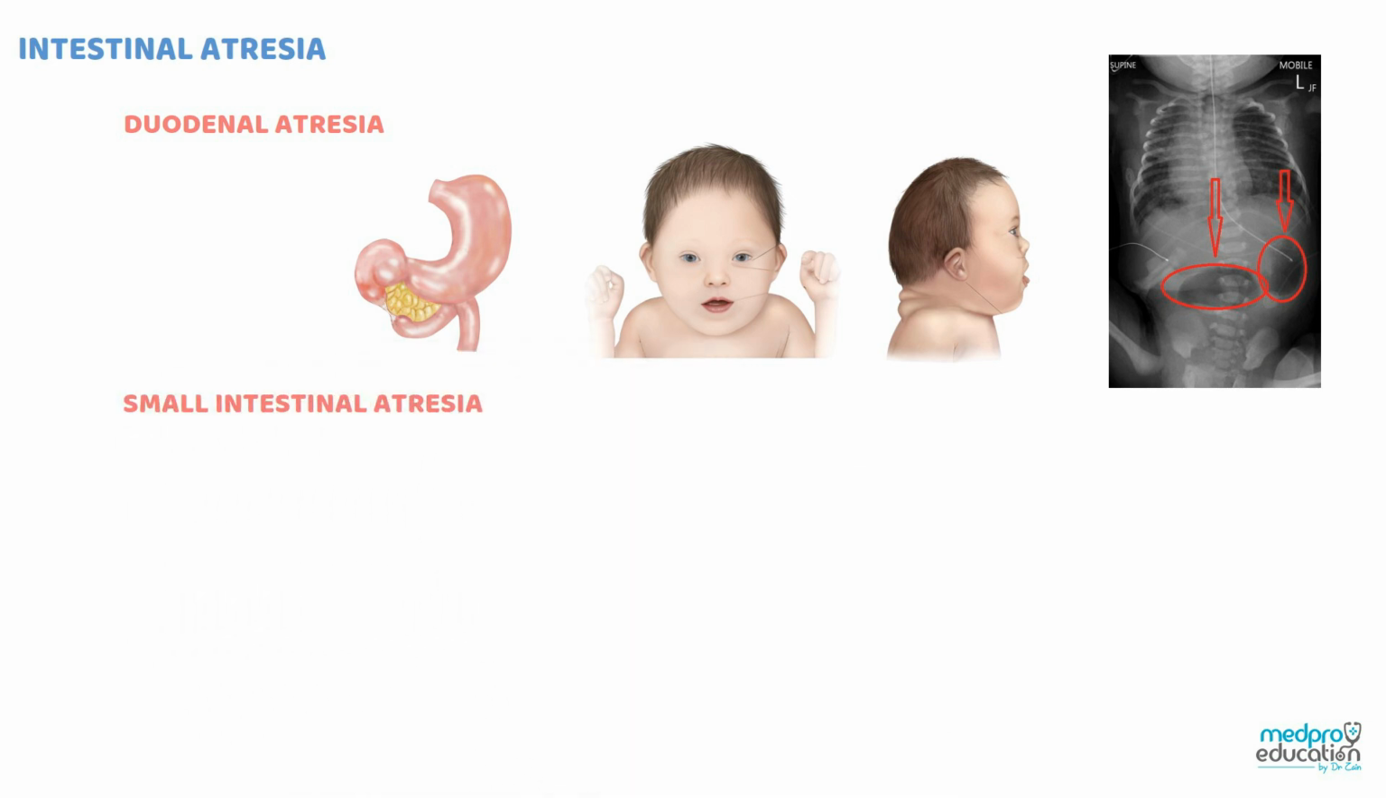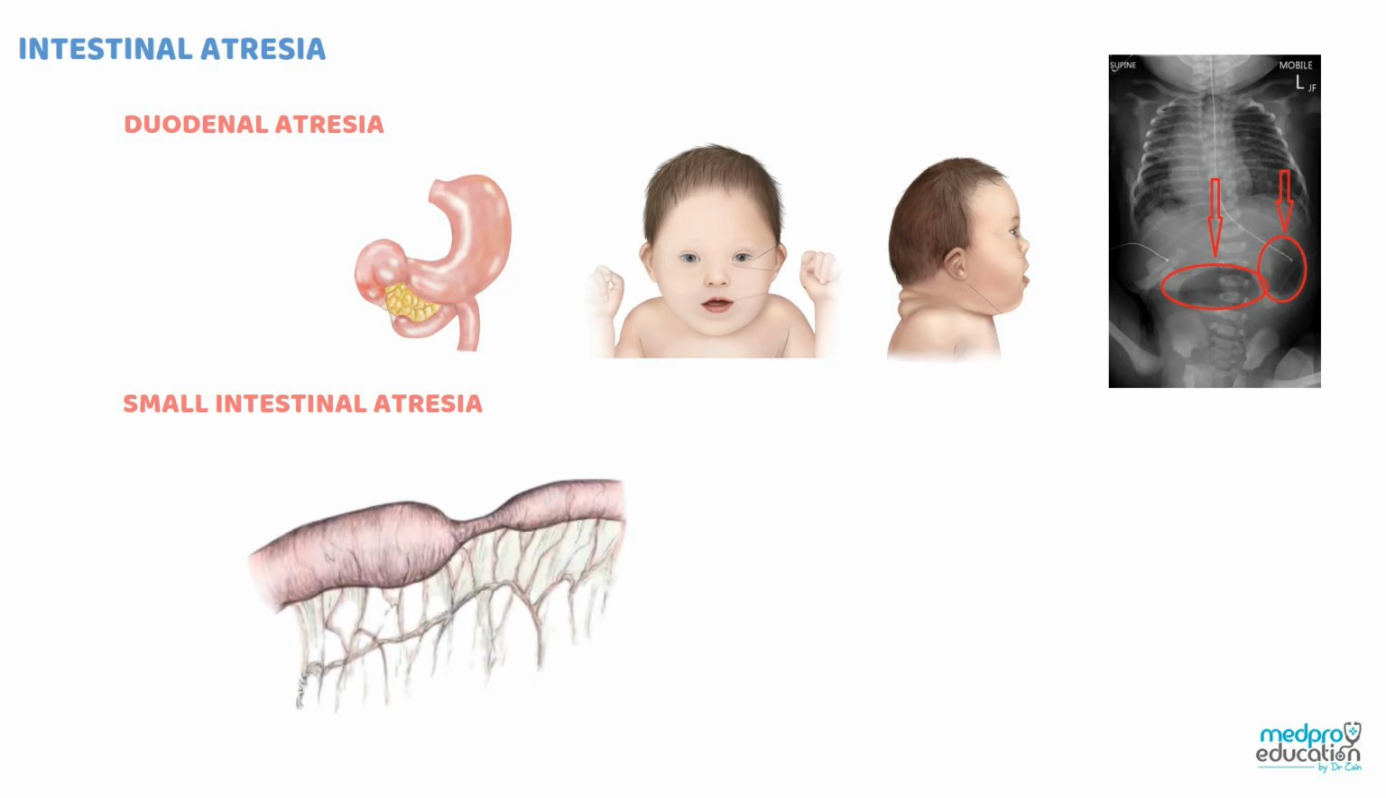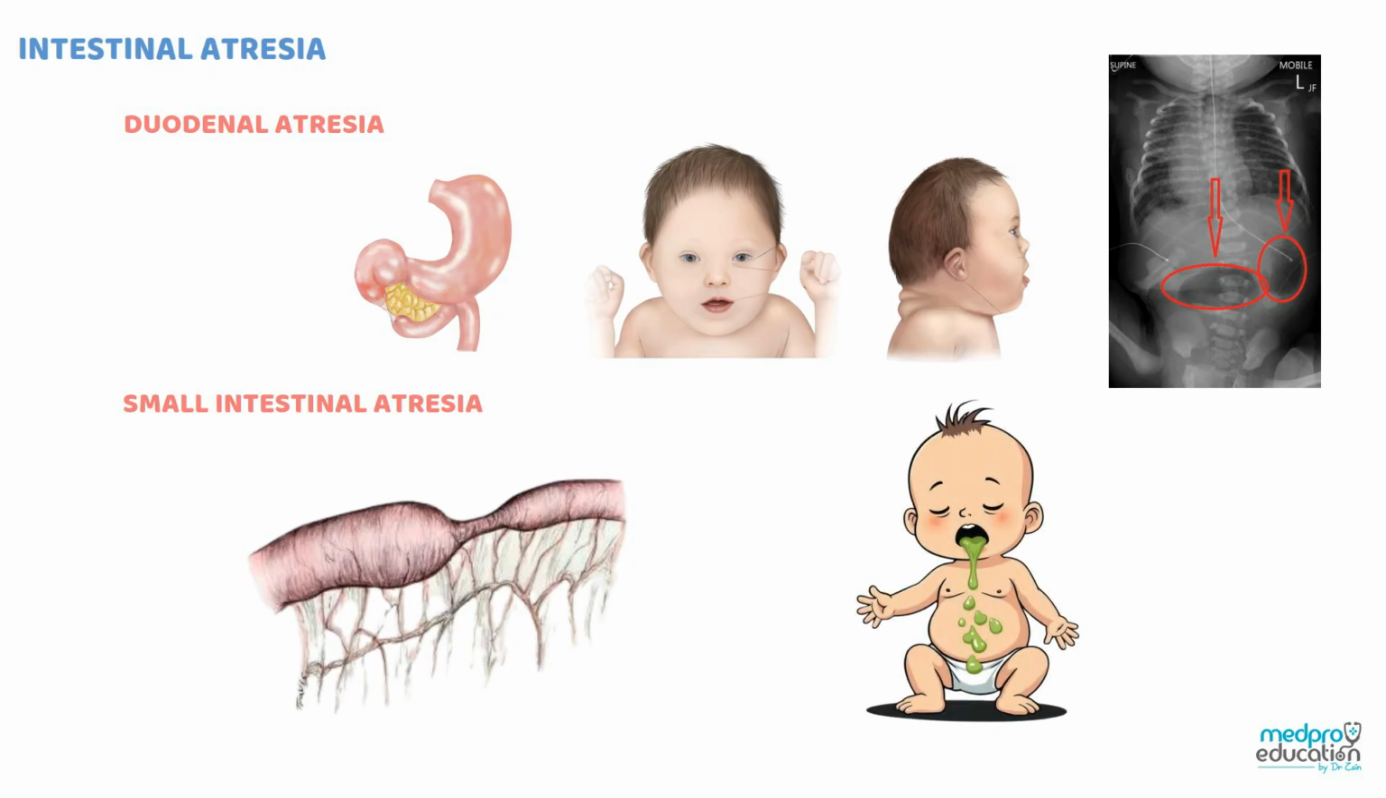Jejunal and ileal atresia result from vascular accidents in utero, causing ischemic necrosis and segmental bowel loss. Atresias often present shortly after birth with bilious vomiting, abdominal distension, and failure to pass meconium.